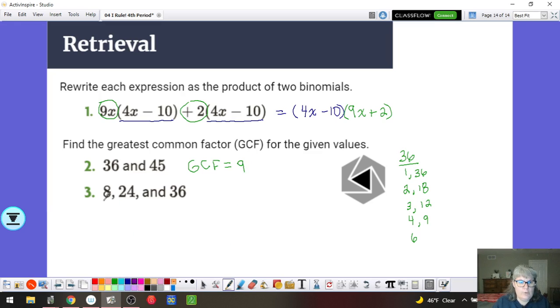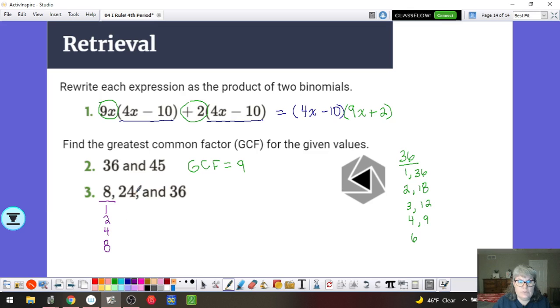For the number 8, the list isn't so long. In fact, I'm just going to write the list directly below my number 8. The factors of 8 are 1, 2, 4, and 8. Now I know 8 does go into 24 evenly, but 8 does not go into 36 evenly, so it cannot be a factor, or a greatest common factor I should say.